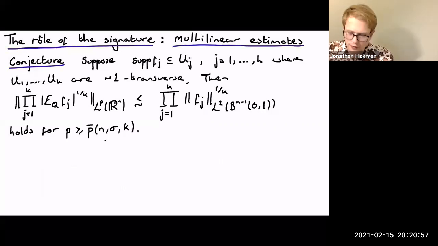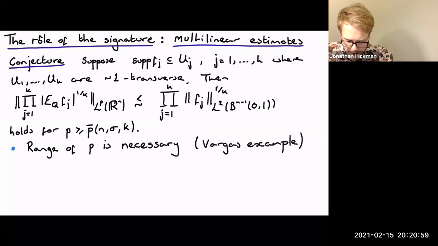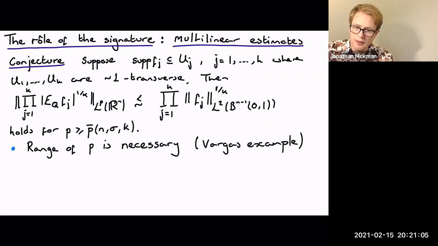So let's forget about the exact value of this exponent for now and just make some comments. First of all, this range of p is necessary. And again, this shows that the signature is playing an essential role. And the necessity comes from an example due to Ana Vargas. The Vargas example was for the two-dimensional hyperbolic paraboloid in R3, but it can be extended and concatenated in various ways to show the necessity in this full generality.